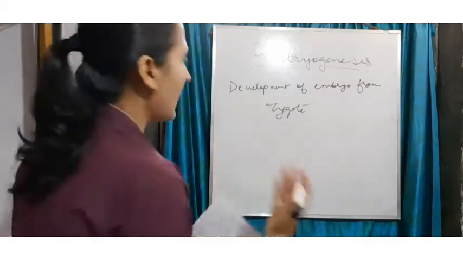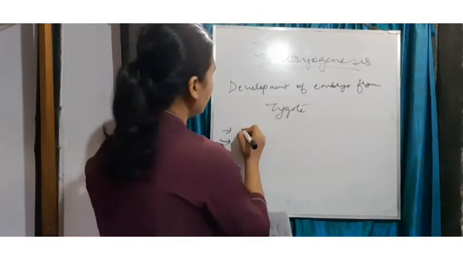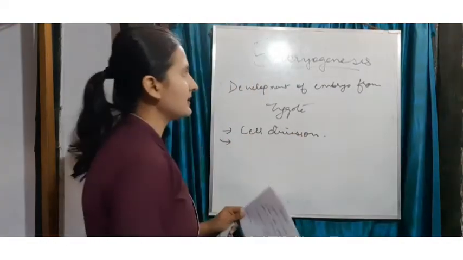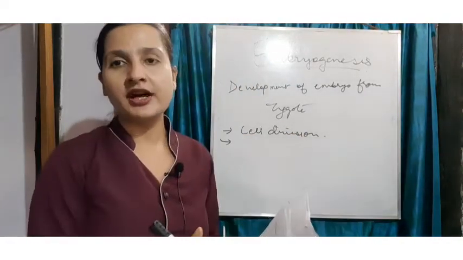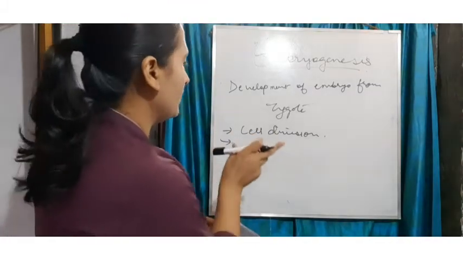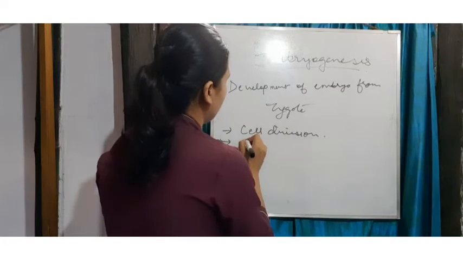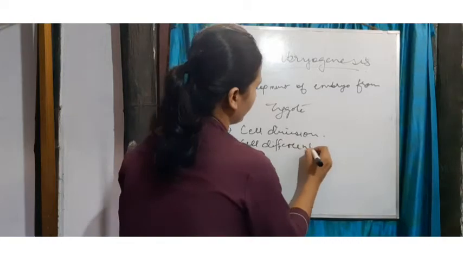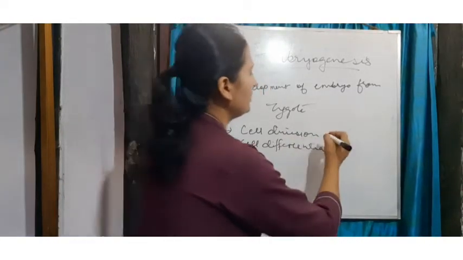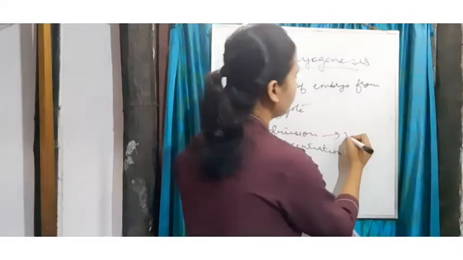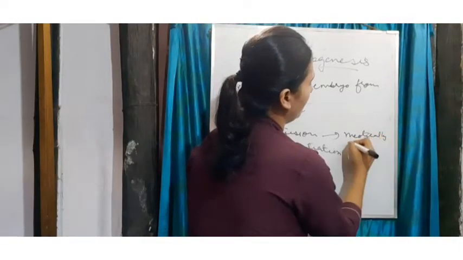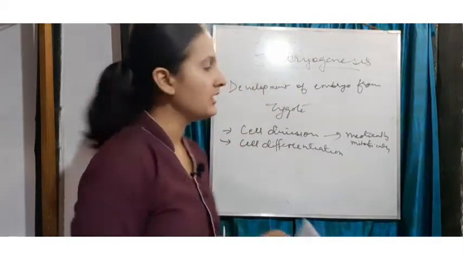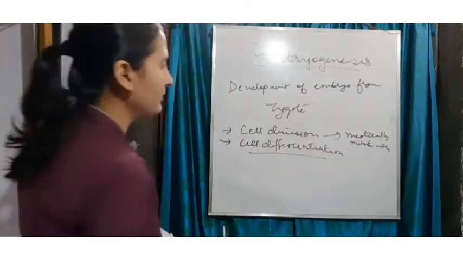It has two steps. One is cell division, and the other is cell differentiation. From zygote to embryo, these two processes take place. Cell division, you know, happens meiotically and mitotically, depending on whether the parents are haploid or diploid. Now, in cell differentiation, what happens?